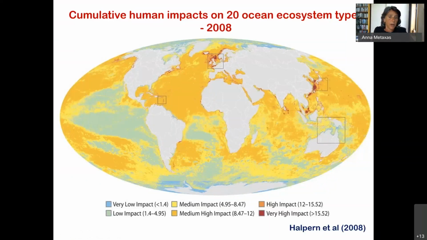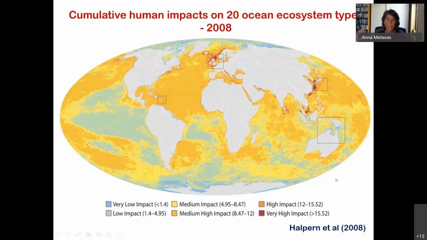So we'll start with this figure here, which is from a paper published by Ben Halpern and colleagues in 2008. What you see here is a global map, color-coded, showing cumulative human impacts on 20 ocean ecosystem types. The different colors show high impacts. These were impacts up to 2008 that were quantified in 2007. Red and deep orange are the highest impacts, and you can see they are concentrated near the coast. But we also have a lot of impacts throughout the world's oceans, with a few exceptions.